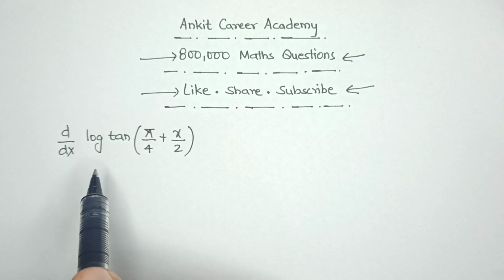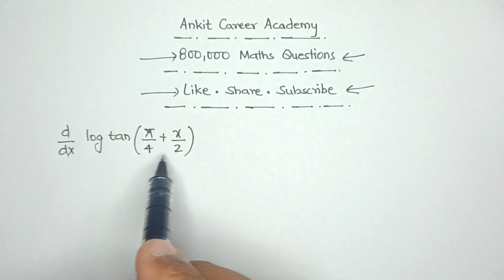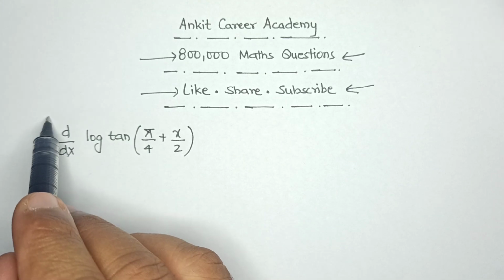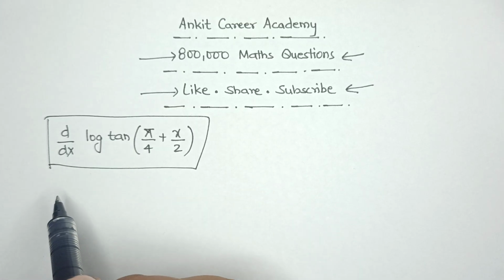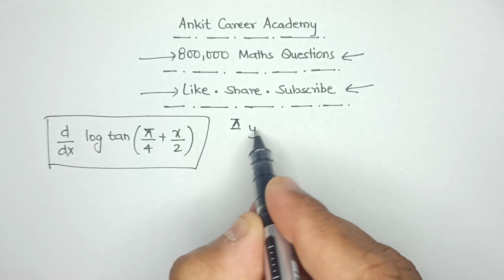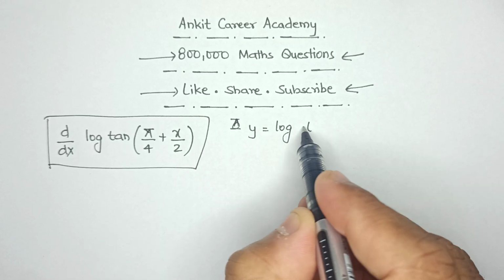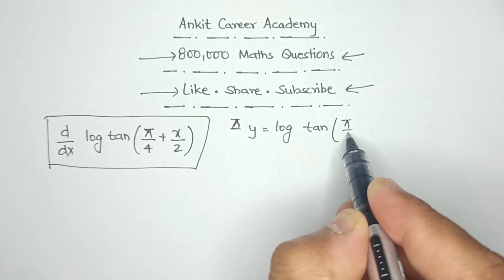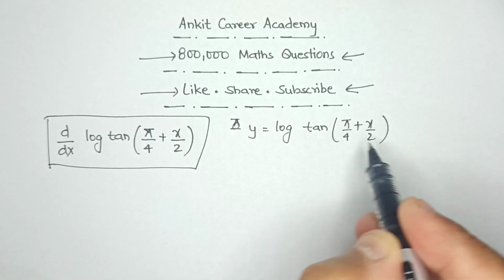So right here what we have is d by dx of log of tan of (pi by 4 plus x by 2), and we have to calculate the derivative of this particular question over here. So first of all, let us assume that the value of y is equal to log of tan of (pi by 4 plus x by 2).